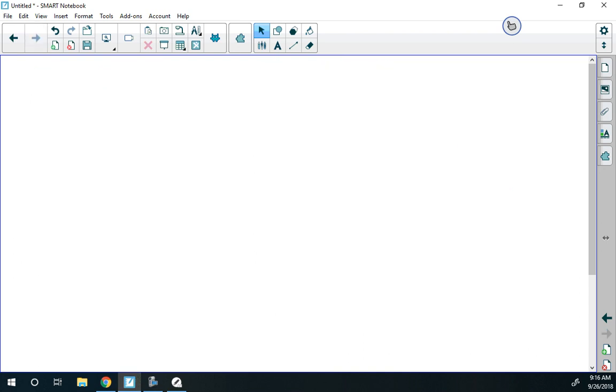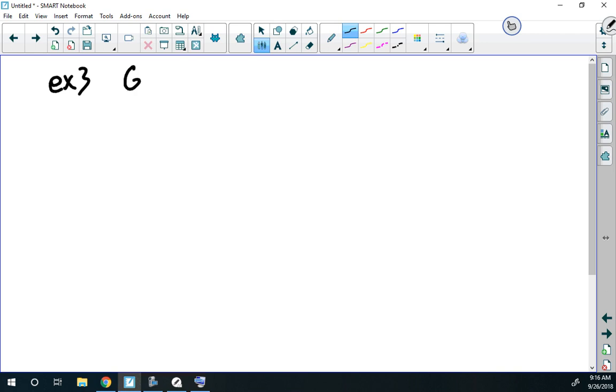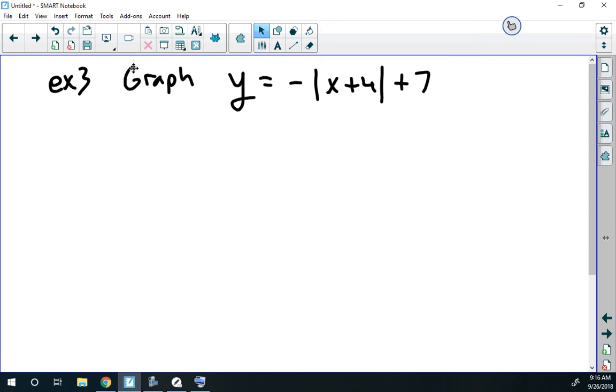Okay. Let's look at example 3 then. Example 3, let's try to graph y equals negative the absolute value of x plus 4 and absolute value plus 7.